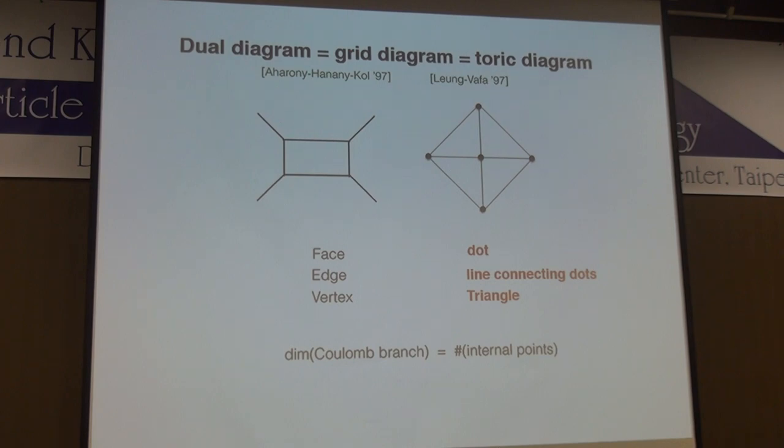So to obtain the Seiberg-Witten curve, it is known that the easiest way is probably from the (p,q) web: to compute the curve from something called the dual diagram. So here's the (p,q) diagram, and the dual diagram: if there's a face, that corresponds to dots; if there's an edge, that corresponds to a line connecting two different dots; if there is a vertex like this, that corresponds to a triangle. Okay. And the dimension of the Coulomb branch is the number of internal dots. For example, here we have a Coulomb branch of dimension 1, and so we have one internal dot.